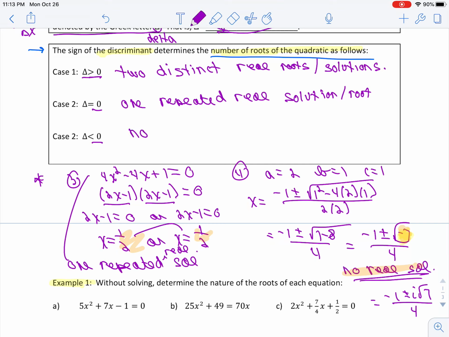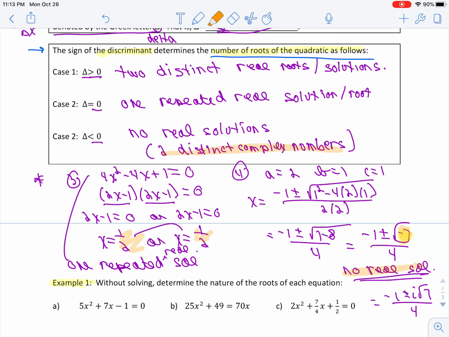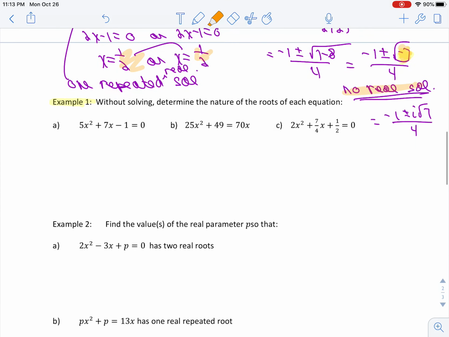So your book for right now just says no real solutions because they haven't reviewed with you yet how to do imaginary numbers or complex numbers. So they could say that it has, actually it would be two distinct complex solutions. So complex numbers is where the imaginary numbers are showing up. So we can say that, but we can say that later. So for right now, we're just going to leave it at this, no real solutions.